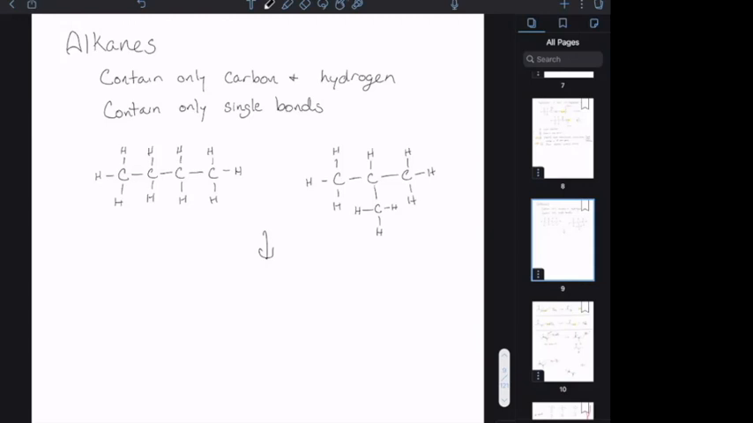Before we do that, though, I want you to convert these structures into bond line structures, because we're going to get really good at looking at bond line structures, so we don't have to draw these Lewis structures every single time. So convert these two structures to bond line structures for me.